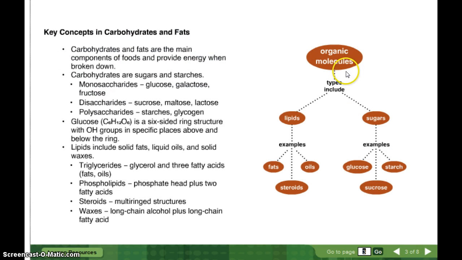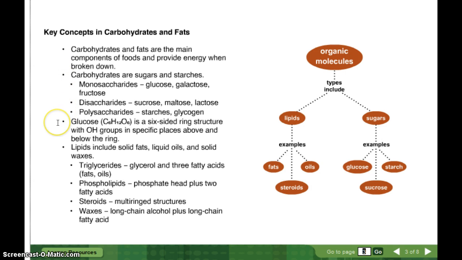Key concepts in carbohydrates and fats, organic molecules. Two of the types are lipids and sugars. So lipids are fats, oils, steroids, and sugars are glucose, sucrose, starch. Carbohydrates and fats are the main components of foods and provide energy when broken down. Carbohydrates are sugars and starches: monosaccharides, glucose, galactose, fructose; di or 2 saccharides, sucrose, maltose, lactose; polysaccharides, starches, glycogen.